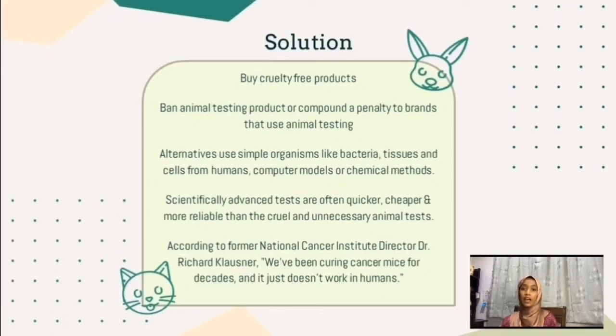Of course, there are solutions that the consumers and the parties involved could adopt. Firstly, consumers can buy cruelty-free products instead. There are many brands out there that comply with morality, such as The Body Shop and Too Faced Cosmetics. There is an alternative to animal testing, which is using simple organisms like bacteria, tissues and cells from humans, computer models, or chemical methods. These scientifically advanced tests are often quicker, cheaper, and more reliable than the cruel and unnecessary animal tests.